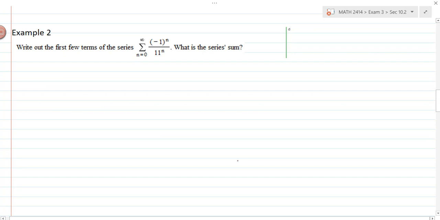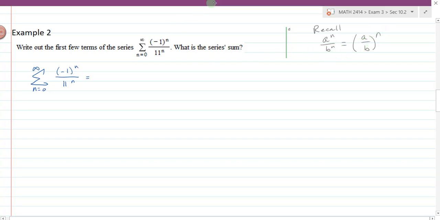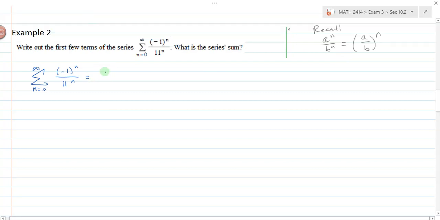Example 2, we're asked to write out the first few terms of the series and then find the sum. So if I were to expand this series out, the first thing I'm going to do before I expand it is rewrite this using a property of exponents that hopefully you do remember. It's a distributive property of exponents. If we have a to the n over b to the n, I can rewrite that as a over b to the n. Do y'all remember that distributive property of exponents? We're going to use that to rewrite this series because I think it's going to make it easier to see what the terms are. So since -1 is raised to a power of n and 11 is raised to a power of n, I'm going to rewrite this as -1 over 11 raised to a power of n.